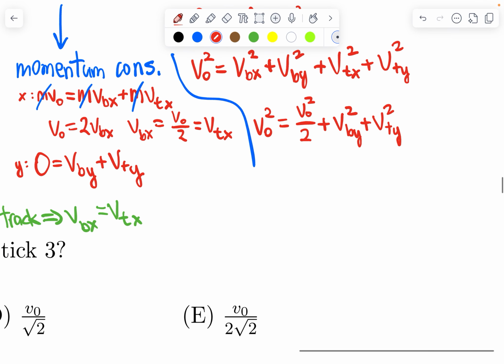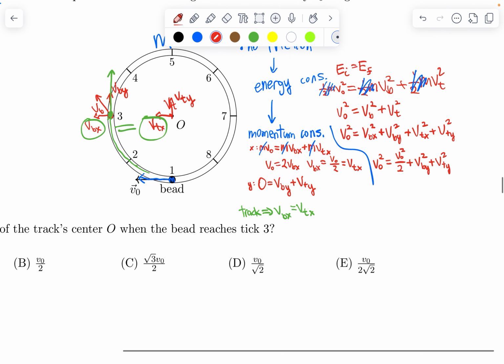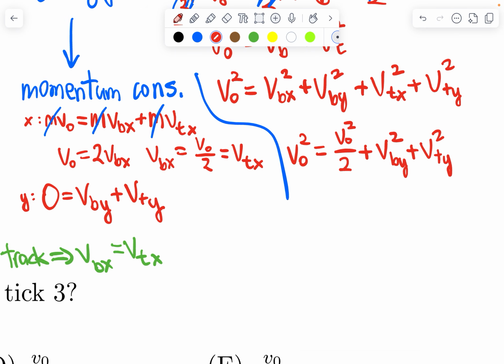Now vby plus vty is going to be equal to 0. But how about this squared? That's going to be different. Now, if we try to square this, we'll end up with a term that's 2 vby vty. So we'll have to think about something better. Well, we know that we have momentum and energy, right? So we can try to incorporate this equation into here.